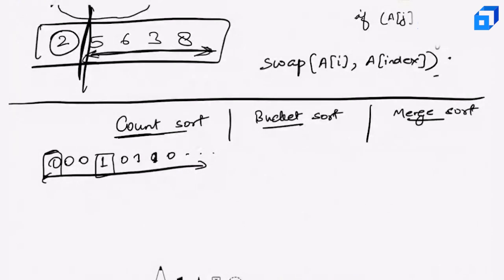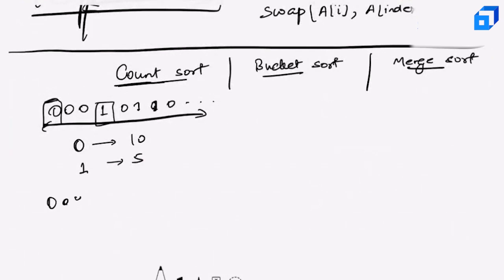So you say, I'll count how many times 0 came. Let's say 0 came 10 times. And I'll count how many times 1 came. Let's say it came 5 times. Then I know my sorted array. My sorted array is 0, 0, 0, 0, 0, 10 times, and then 1, 1, 1, 1, 1, 5 times.